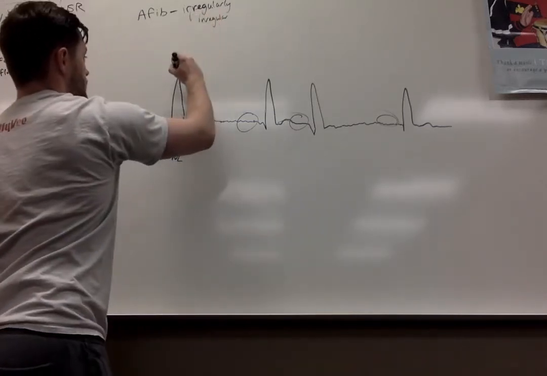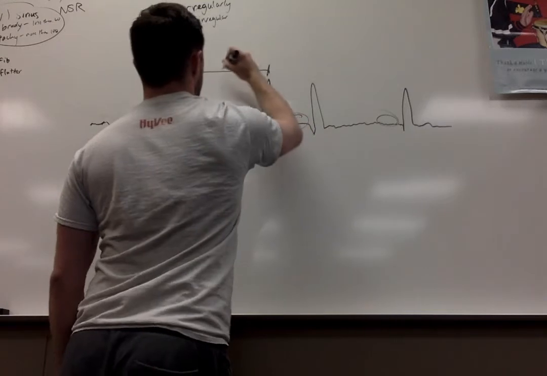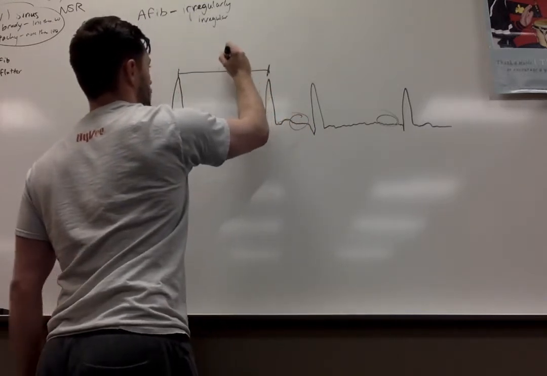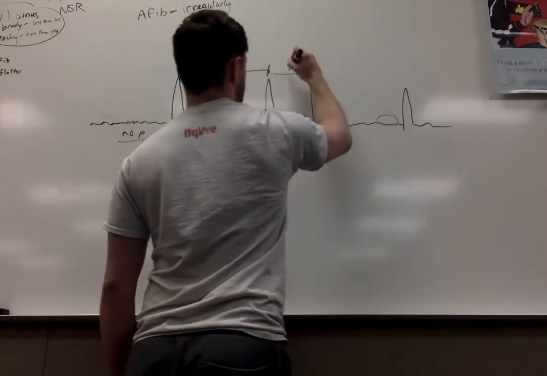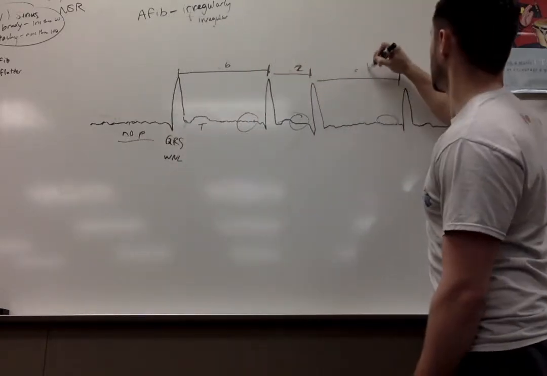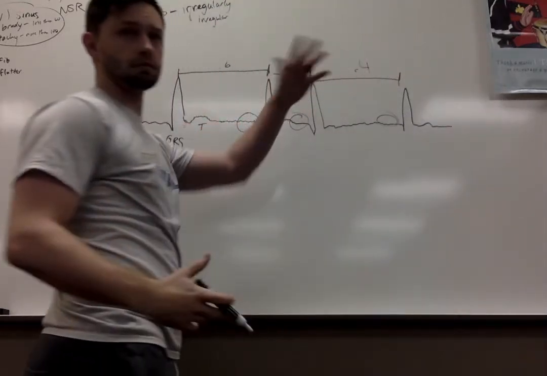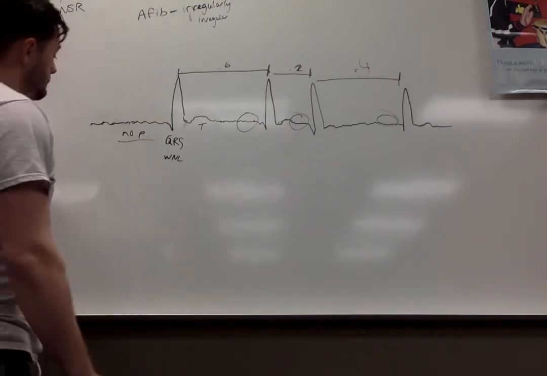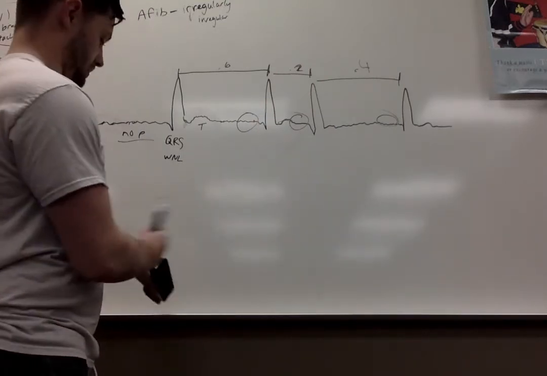And irregular because the R to R's, let's say this is point, I don't know, 6. This is point 2. This is point 4. It's not regular. So heart rate, it's going to be bouncy.